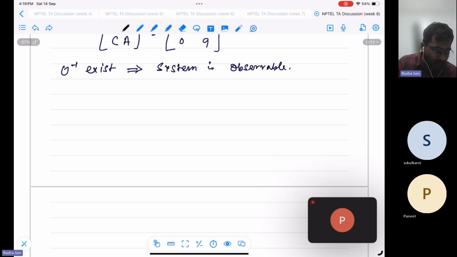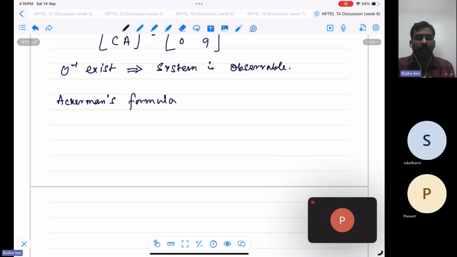Now, Ackermann's formula is something you need to memorize. I'm not going to discuss how Ackermann's formula comes about; you can read any book to find out how it is derived. It is very similar to the previous one, but slightly different.